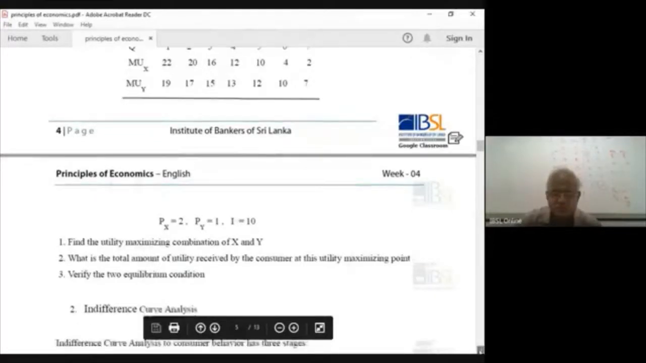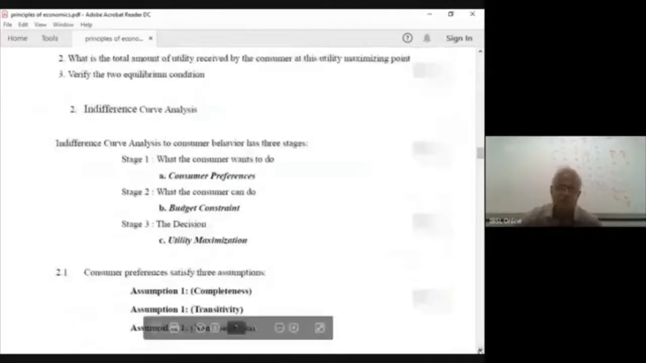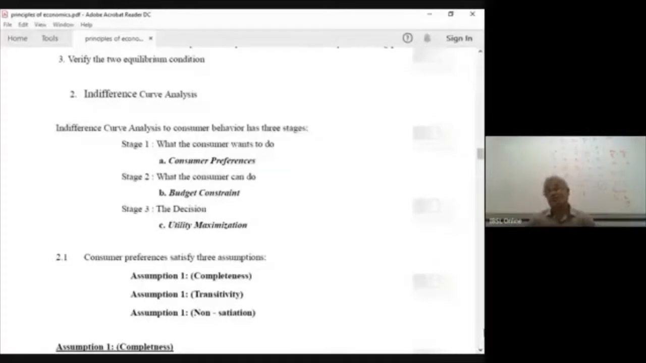That is the practice question. I have given some more questions. Now the second approach. What is the indifference curve approach? Earlier we discussed the marginal approach. The marginal approach assumes utility can be measured, a cardinal measure of utility. Now the second approach, indifference curve analysis.